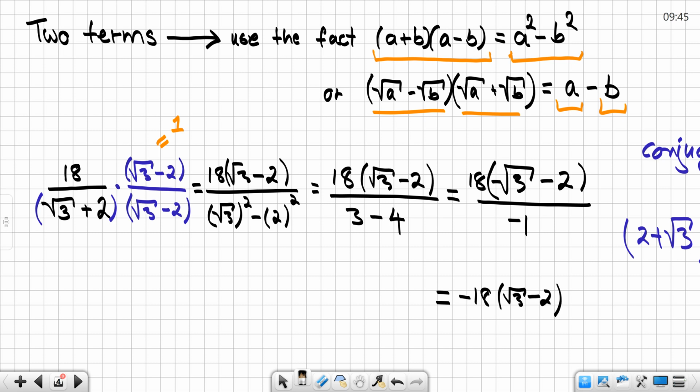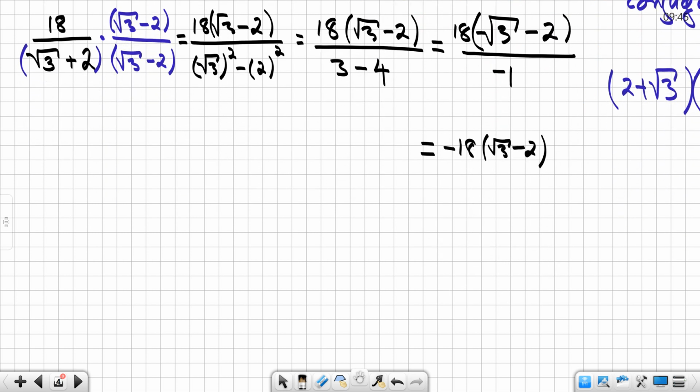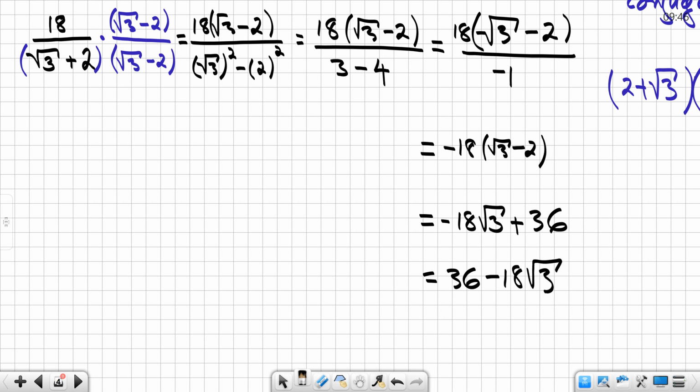And you should be able to enter your answer into the homework assignment just like this. Or if you want to multiply this out, you could do this as well. This will be a negative 18 times the square root of 3. A negative 18 times a negative 2 would be a positive. Let's have a look. That would be 20 plus 16. That would be 36. Or I could even write it in this way. 36 minus 18 times the square root of 3. All of these are the same answer, and it should count it as right in the homework.